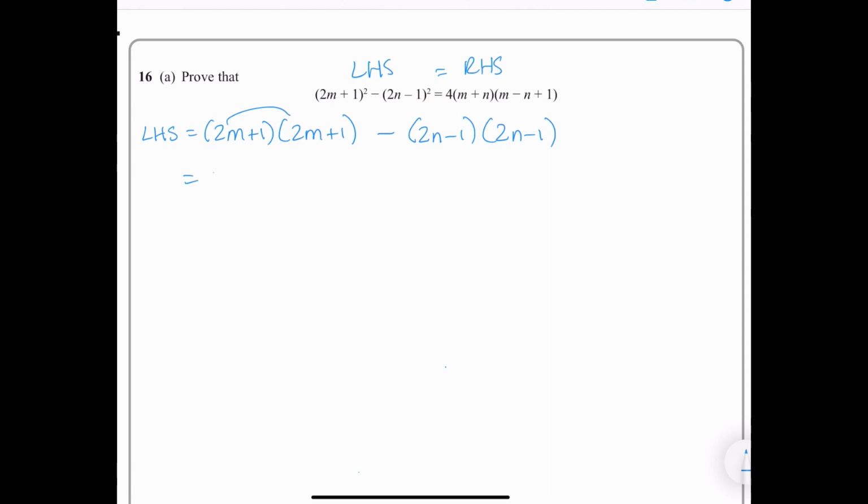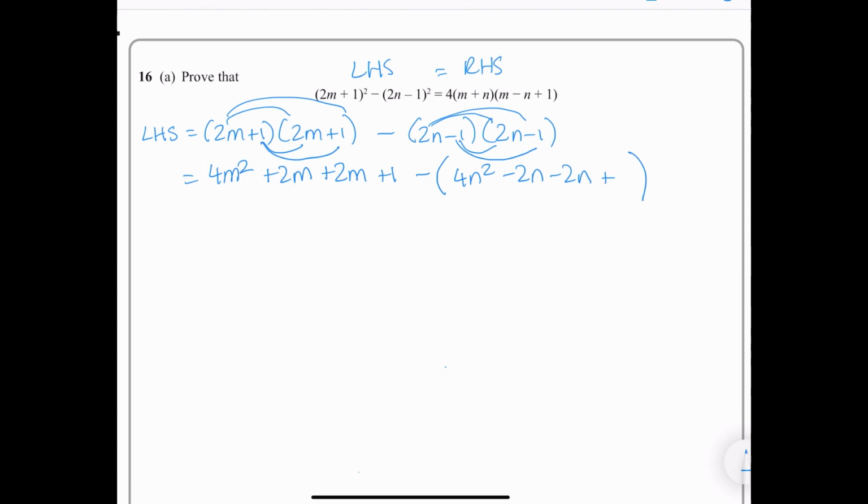I've got 2m times 2m is 4m squared. 2m times 1 is plus 2m, times another 2m like that. 1 times 1 is plus 1. Okay, minus, I'm going to put this in brackets because it's take away all of the other ones squared, so we don't want to get confused with that. 2n times 2n is 4n squared. 2n times minus 1 is minus 2n. We've done these two. Next two is a minus another 2n. Minus 1 times minus 1 is plus 1.